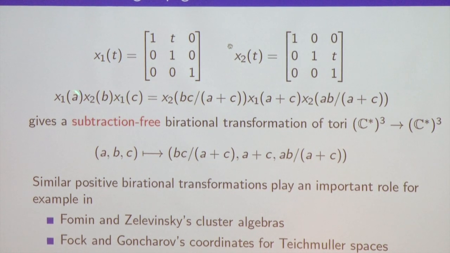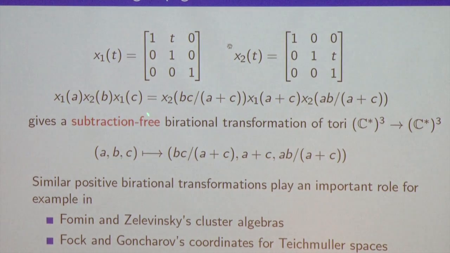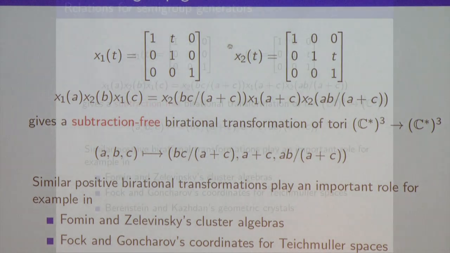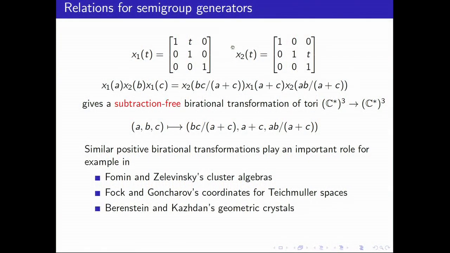So it turns out that the product of these three matrices is equal to the product of these three matrices with these particular transformations in the parameters. And these transformations, I think it's a little bit surprising, but I think actually Lusztig was the first to study these transformations, even though it's just a calculation with 3x3 matrices.